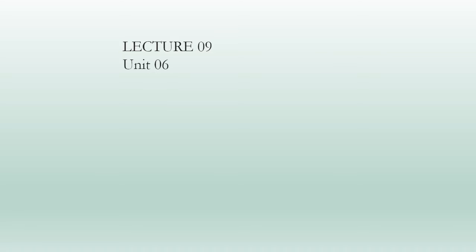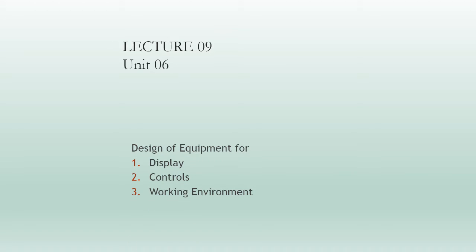In the previous lecture we have seen about the man-machine relationship and how their working environment affects it significantly. Also we have discussed that displays and controls form the important part of man and machine. Now in this lecture we are going to design equipment for display, controls and working environment. So let's get started with this lecture.